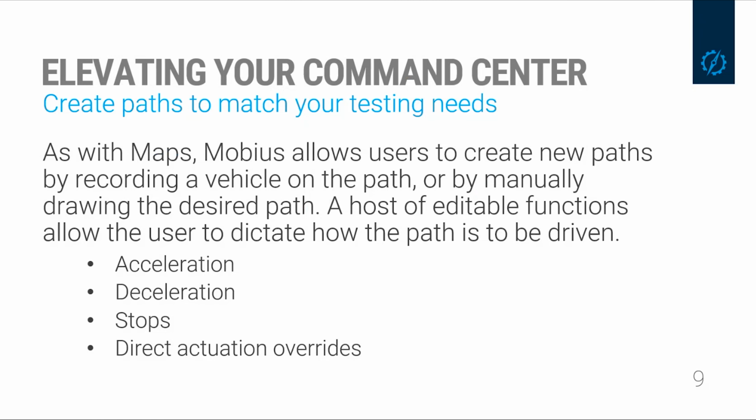So along with being able to create maps, Mobius gives us the ability to create specific paths for the vehicle to drive within the geofenced drivable area. Once the path has been created, there's a host of editable functions that the user can use to dictate how the path will be driven. These could include acceleration ramps, deceleration ramps, actual stops, and direct actuation overrides.